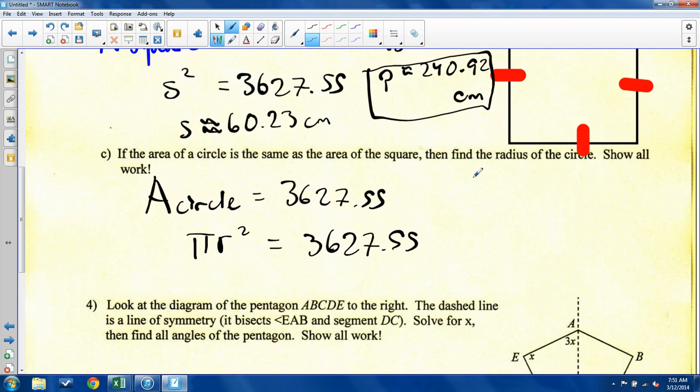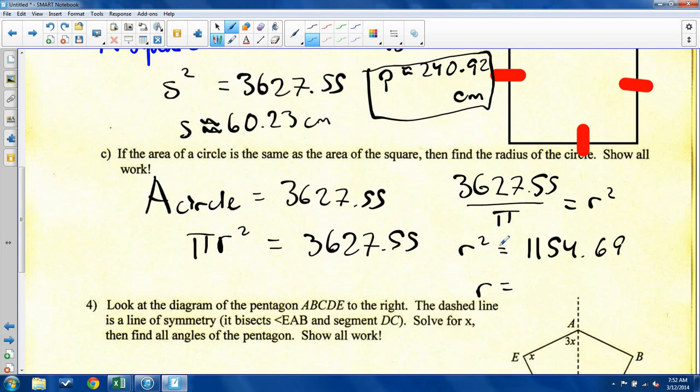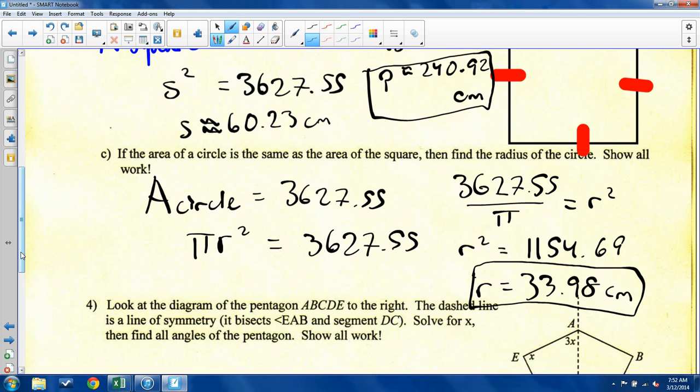This is an instance where I'm okay with you taking approximation, or I'm not taking approximations, but not leaving this in terms of pi. I want to see what this actual number is. Take this over pi is r squared. So let me do that quickly. So 3627 divided by, there's a pi button on your calculator. Please don't use 3.14. Don't use approximations. We don't have to. So r squared is about 1,154.69. So r, square root of that, is 33.98 centimeters. Okay, that's the radius of a circle whose area is that, which is the same as that as well.